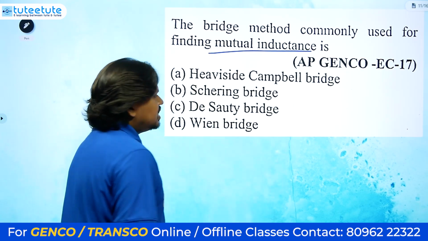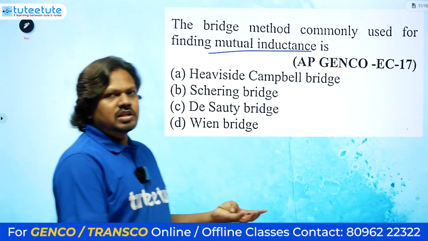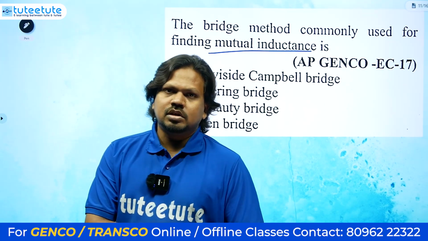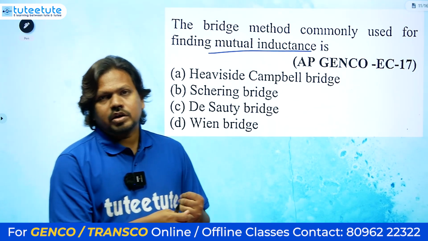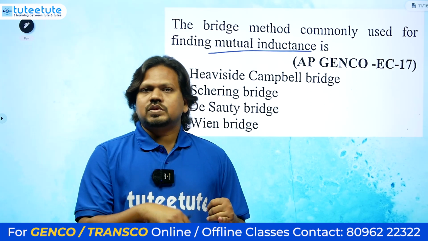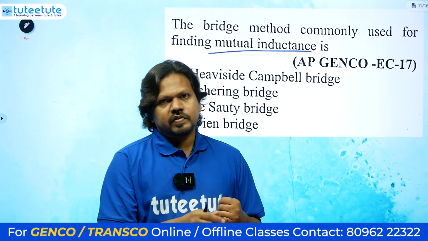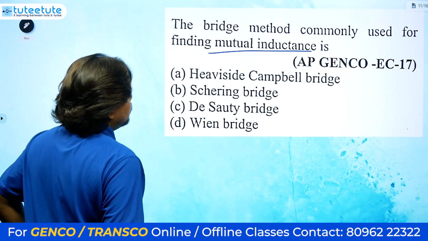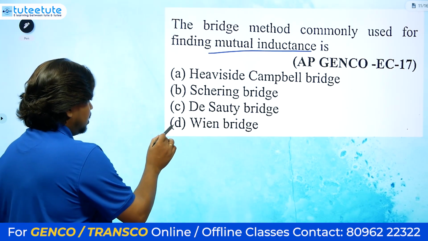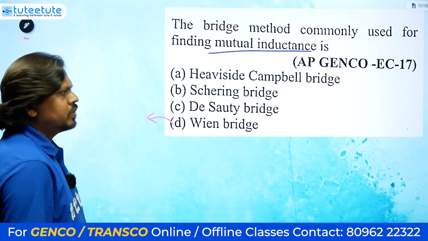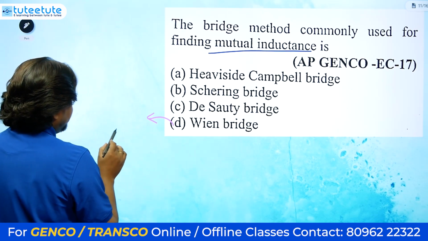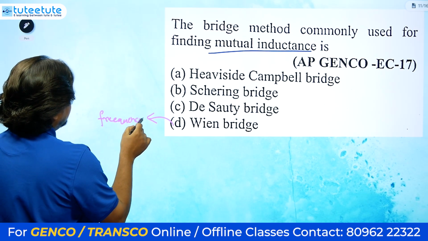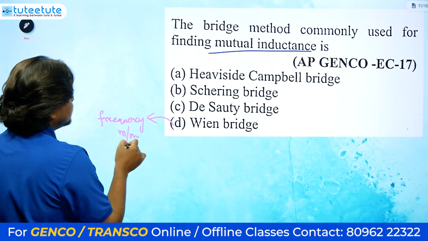For self-inductance measurement, we have Maxwell's inductance capacitance bridge, Hay's bridge, Owen's bridge, Anderson's bridge, and also Maxwell's inductance bridge. But Maxwell's inductance bridge has certain disadvantages, that's why we are not using it. We need to understand why we use these other bridges. Remember these points I am giving: Wien's bridge we use for frequency measurement. Whose frequency?